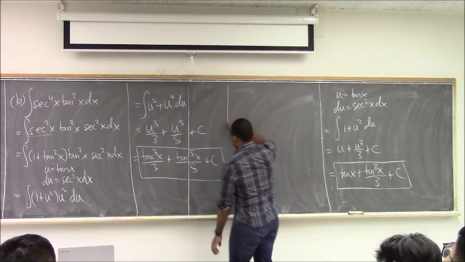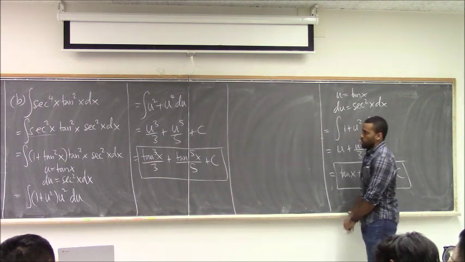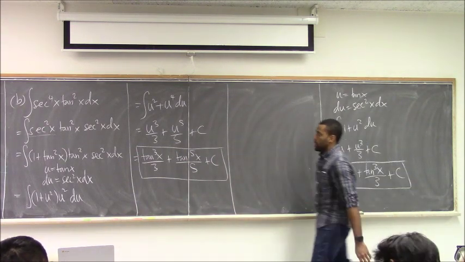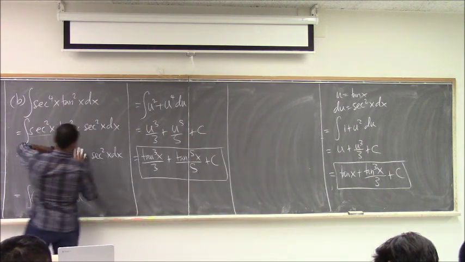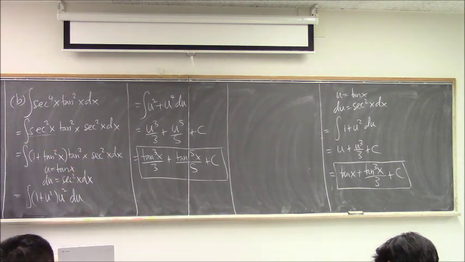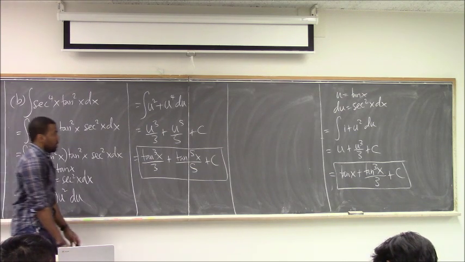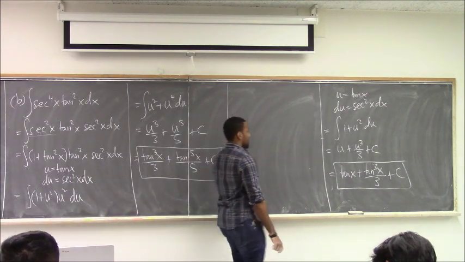So, case 1 is not so bad, as long as you can save the secant squared and change everyone else. And of course, we do remember that the integral of secant squared by itself is just tangent, so even if there's a secant squared by itself, it doesn't really matter.